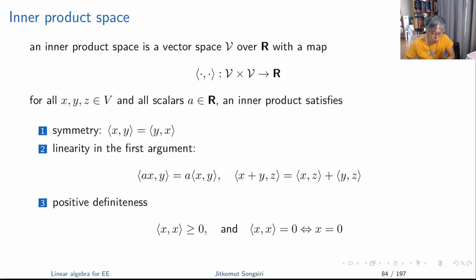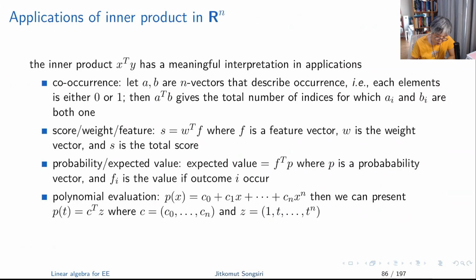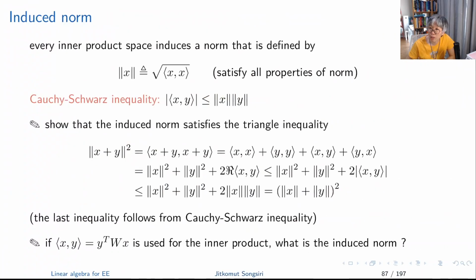Let's continue to talk more about the inner product space. In the previous video, we introduced the concept of a mapping that is called inner product. It's a function that maps from two arguments in the same vector space to a real number that has three properties.